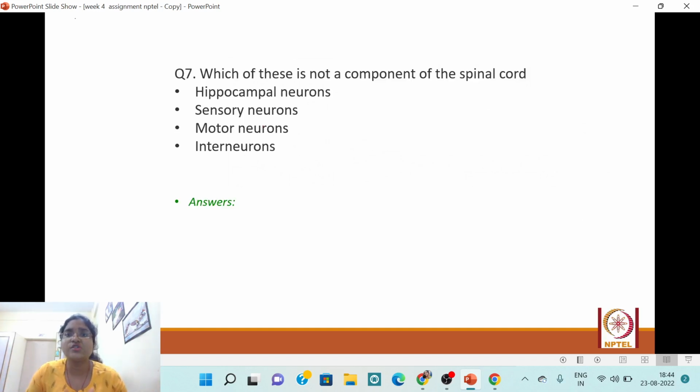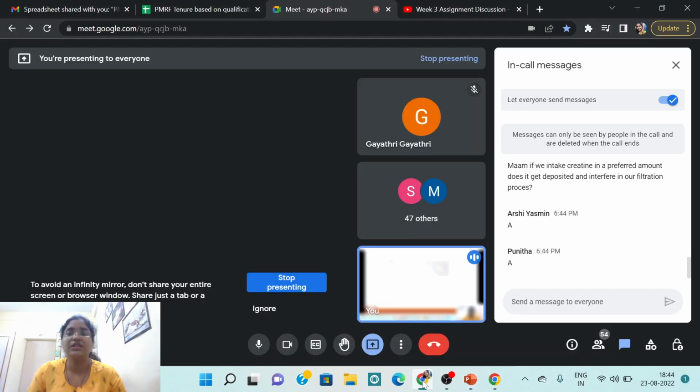Which of these is not a component of the spinal cord? Hippocampal neurons, sensory neurons, motor neurons, or interneurons? Your time starts now. Start answering.